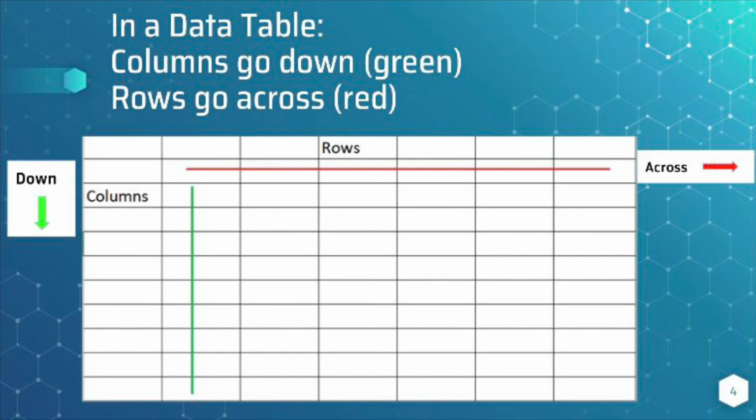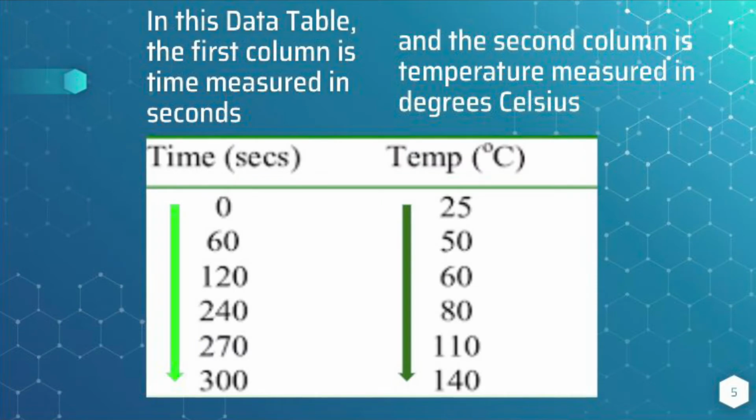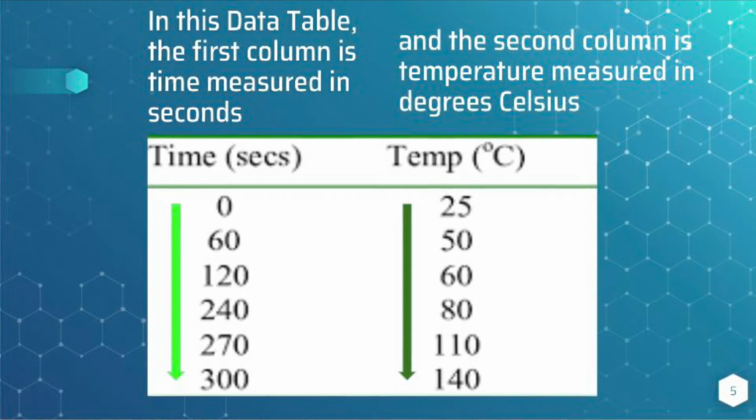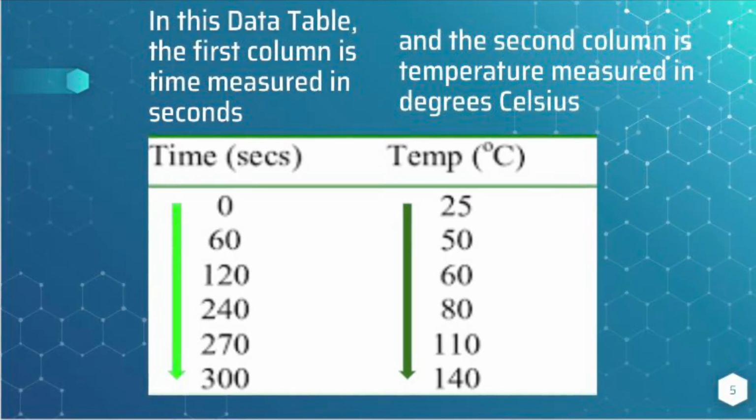In a data table, columns go down, as you can see in green, and rows go across, as you can see in red. In this data table, the first column is time measured in seconds, and the second column is temperature measured in degrees Celsius.